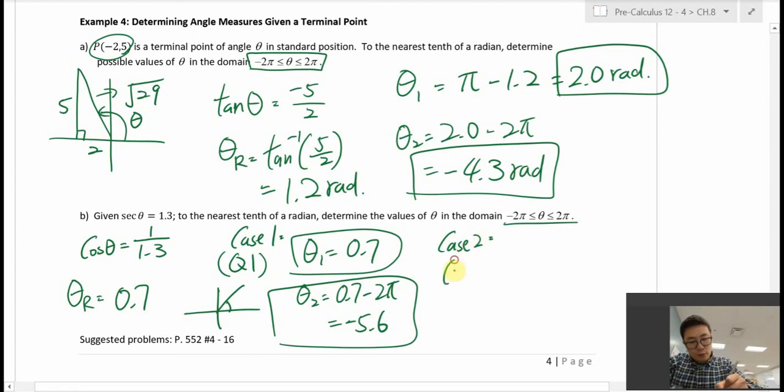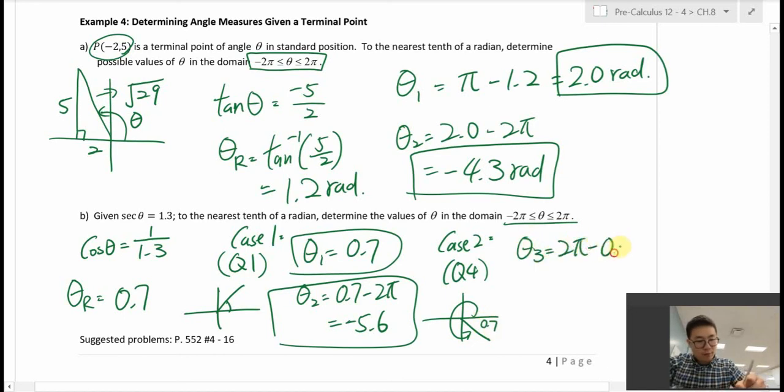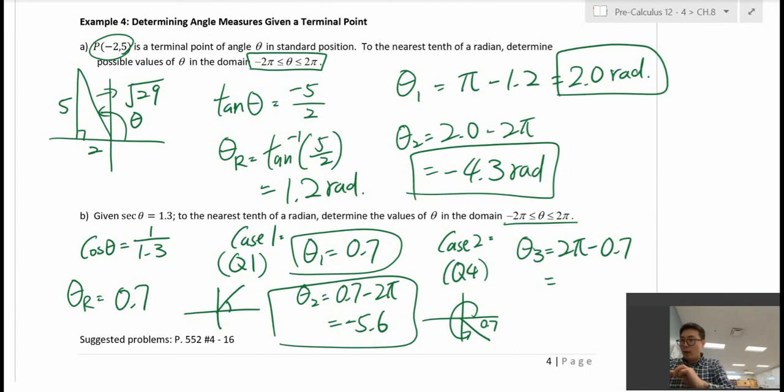Now we can work with case 2. In that case, we're looking at quadrant 4. So here is the angle theta. We know the reference angle is 0.7. So the third answer is going to be 2 pi minus 0.7. If we are working in degrees, then we take 360 minus the reference angle. But since we're in radian mode, we take 2 pi instead. Let me go back into my calculator, inverse cosine of 1 divided by 1.3. Now I have that number in my calculator. I'm going to take 2 pi minus the answer. That should be 5.6.